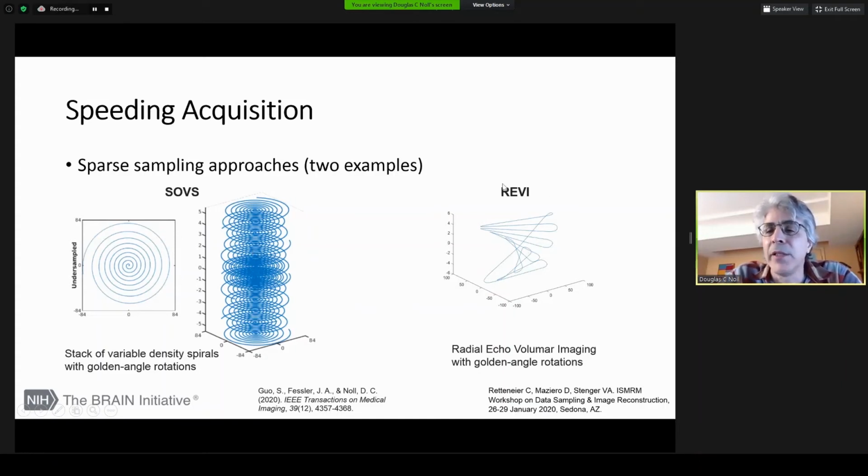On the right is another method we've looked at that we call radial echovolume imaging, or REVI. This also traverses both KZ as well as KX and KY with a similar spatial resolution, about 160 matrix size. And this whole structure effectively rotates, again, with golden angle type rotations. And so these are examples of some of the acquisition methods that we've been looking at.